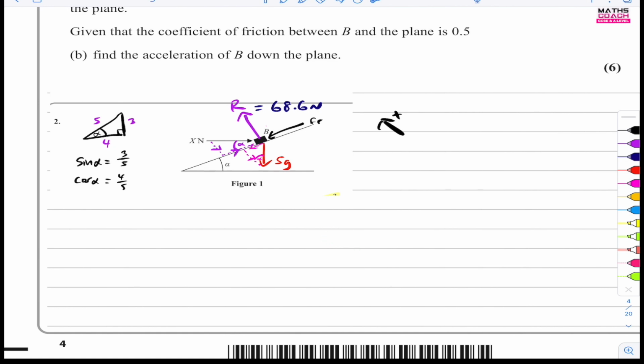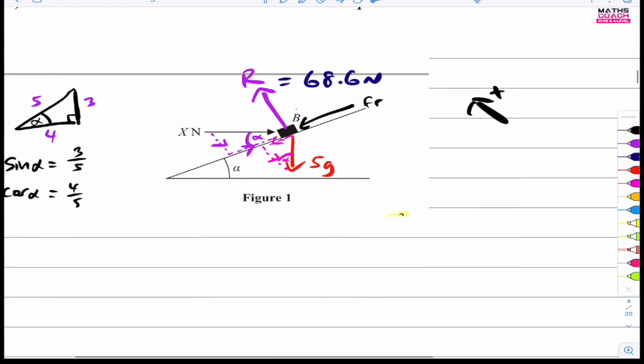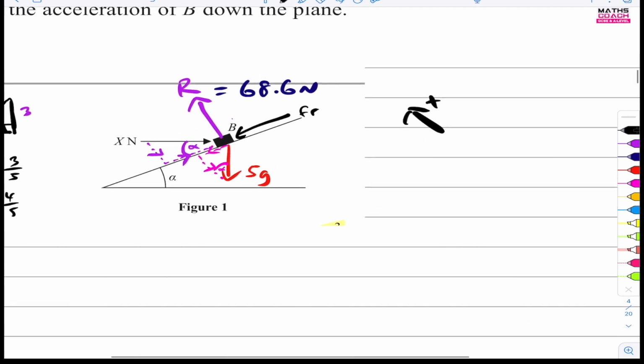Okay, later on. So what do we have in that direction? How many forces do we have in that direction? We've got one here, one there, and one there. So we are not going to be including F of R in this direction. We're only going to be including this one and that one, because that is in this direction. All right, so let's do this.